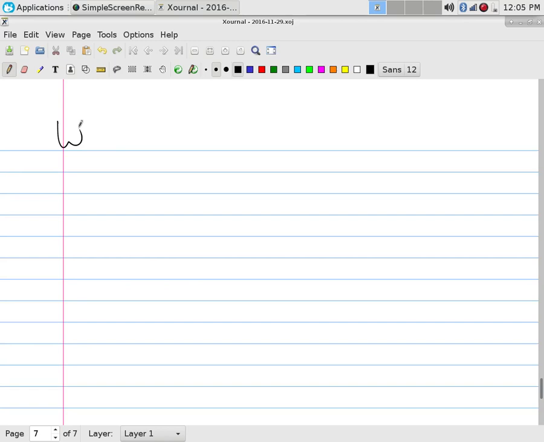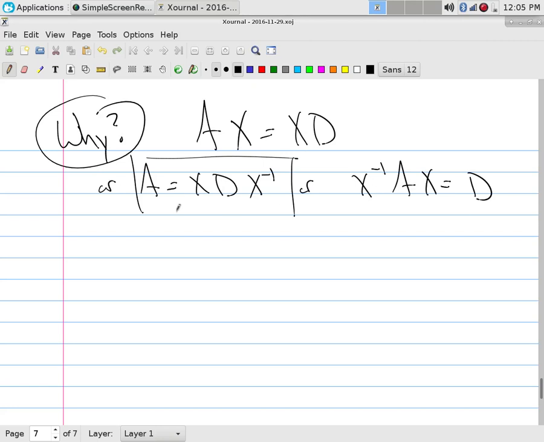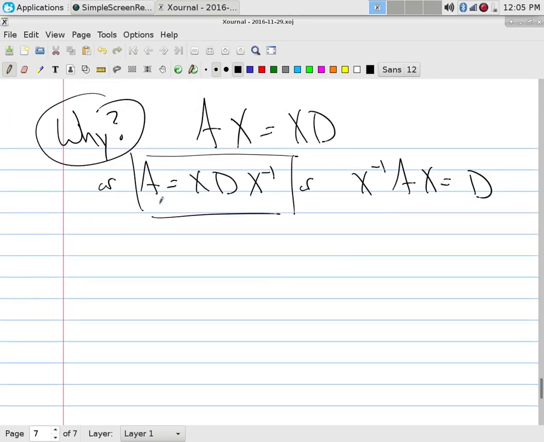Back to the question that was asked. Why is AX equals XD becoming this whole A is equal to XDX inverse, or X inverse AX is equal to D? In particular, we're interested in the diagonal factorization. Why are we interested in these particular types of problems? And the reason, one in particular, is this: if A is used many times, and so for the example is a Markov chain.